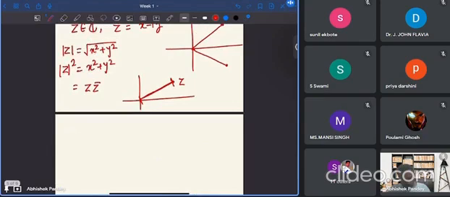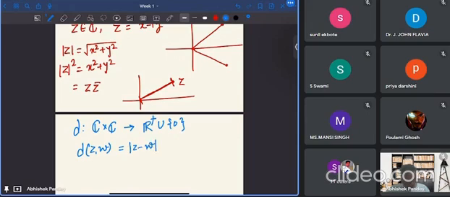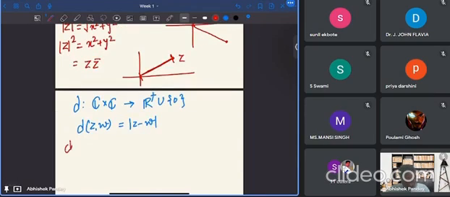Now, with this modulus value we can define a metric. So d from C cross C to R plus union 0, where d of z comma w is nothing but mod of z minus w, and one can check that this is in fact a metric. So C comma d is a metric space.